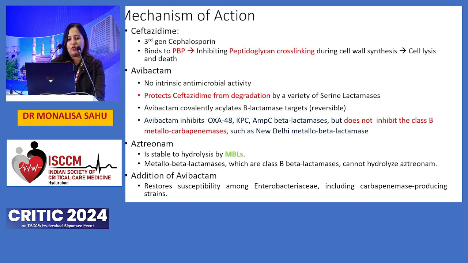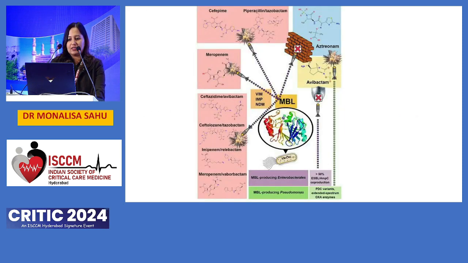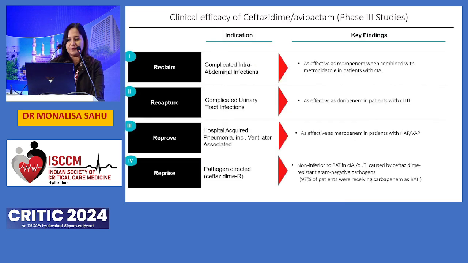Coming to the Azetreonam, it is a monobactam. It is stable to the hydrolysis by the MBLs. Thus, the combination of these restores the ability against the carbapenemase producing enterobacteriaceae. This is the pictorial representation. As you can see, the MBLs destroy most of the beta-lactam BLI combinations and even the carbapenems, but the Azetreonam is stable against the hydrolysis. So when there is a combination of the Azetreonam and Avibactam, it stands as a shield against these MBL and OXA48 producing organisms, thus giving us a better outcome.